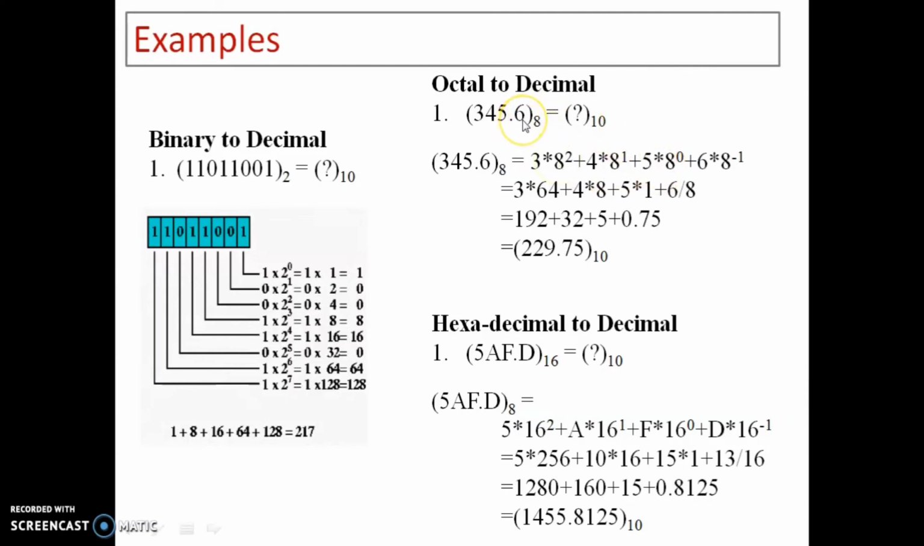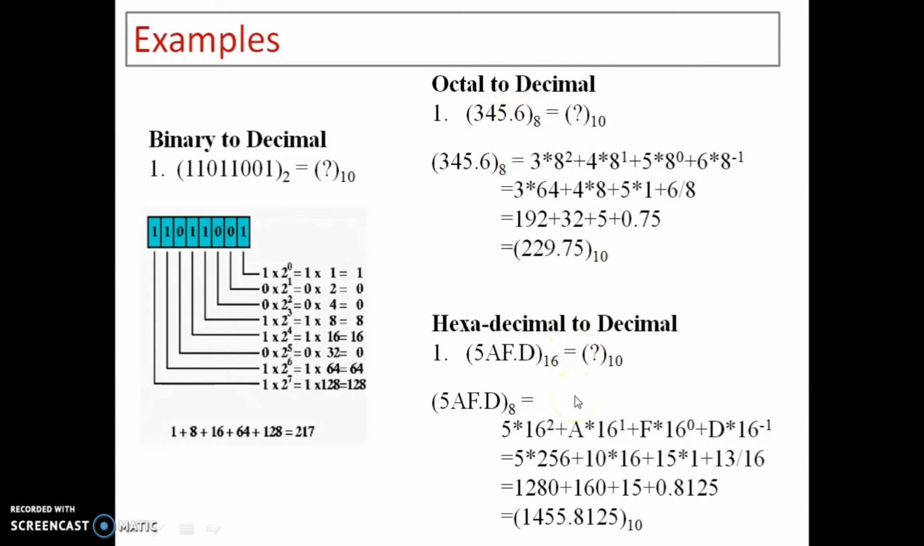Numbers after this decimal point are expressed as negatives, that is, minus 1th place, so 6 into 8 to the power of minus 1. Perform the calculation. We get 229.75, that is the decimal equivalent of the given octal number 345.6.